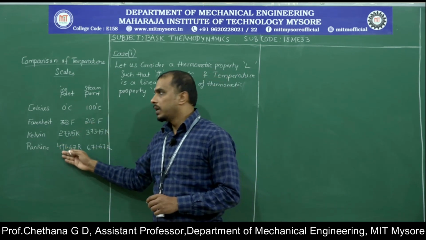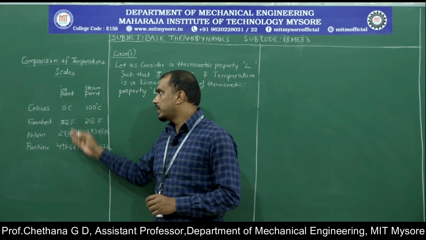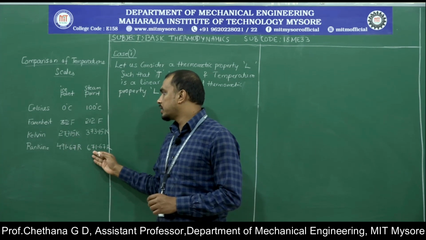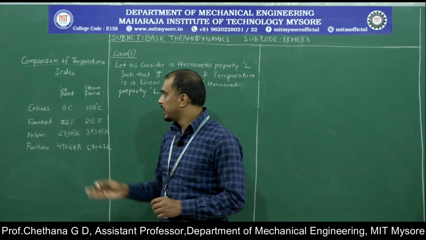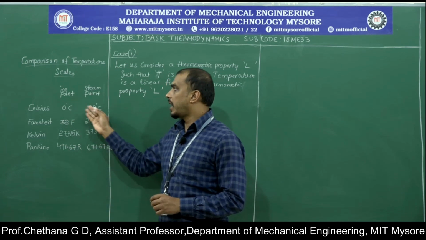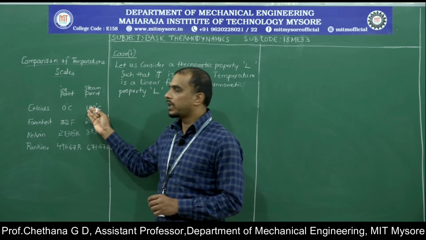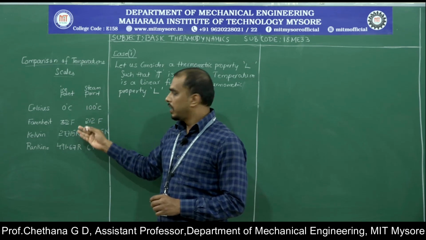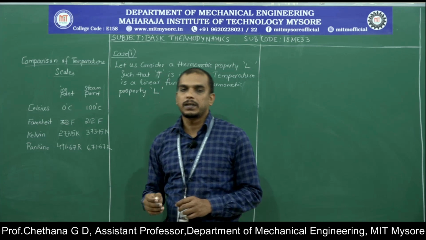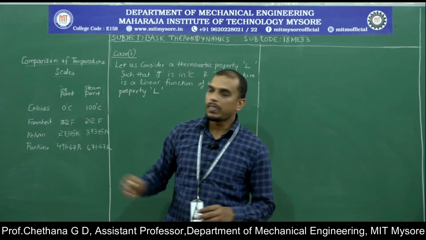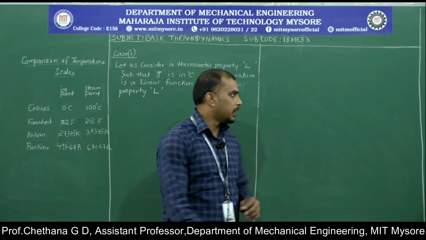Similarly, Rankine shows 491.67 at the ice point and 671.67 at the steam point. So, you can see there are 100 divisions between the steam point and ice point for Celsius, 180 for Fahrenheit, once again 100 for Kelvin, and the Rankine scale has 180 degrees between the ice point and steam point.